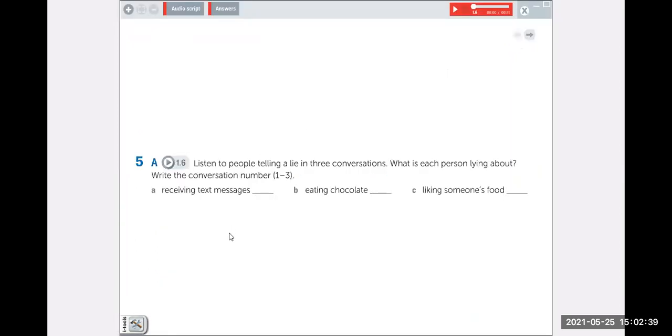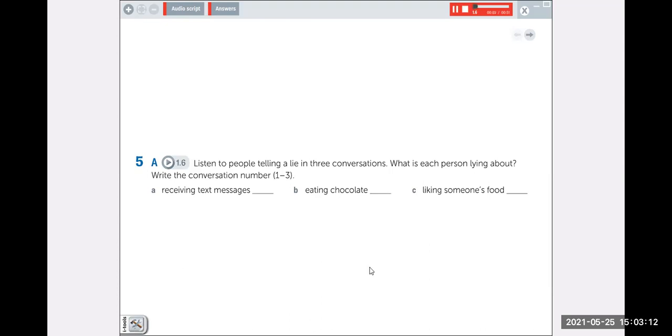It says, listen to people telling a lie in 3 conversations. What is each person lying about? Write the correct conversation number 1, 2, 3. So here we have 3 topics: receiving text messages, eating chocolate, and liking someone's food. You have to pay attention to the listening and tell me which of these topics they are lying about. Okay, pay attention.